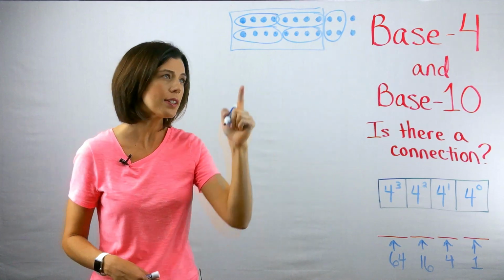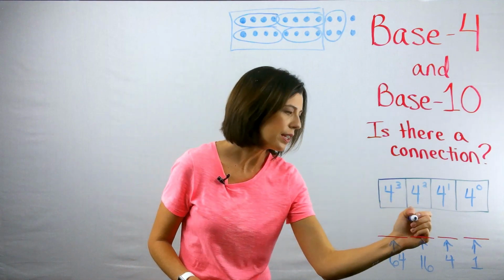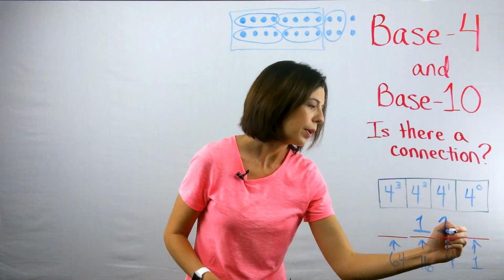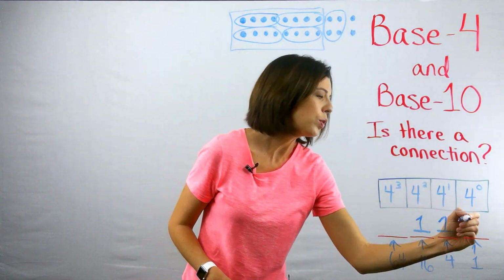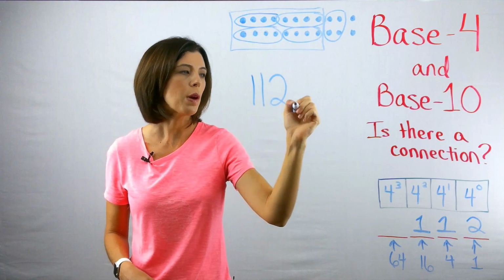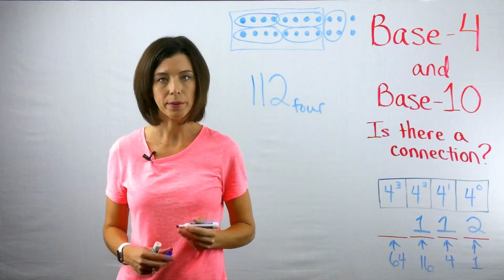So again, let me write that down. I have one group of 16, so I'm going to put a 1 there. I have one group of 4, I'm going to put a 1 there, and then I have 2 1s. Again, this number would be 112 base 4.